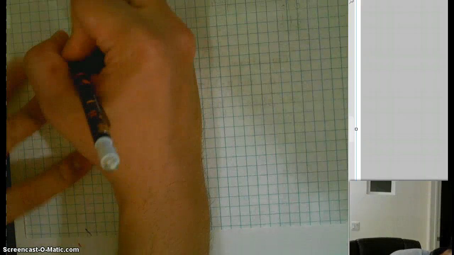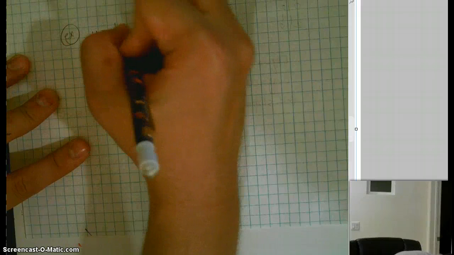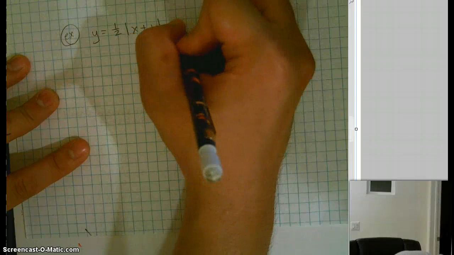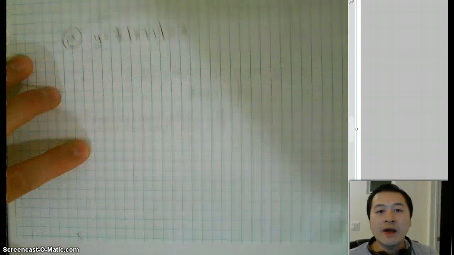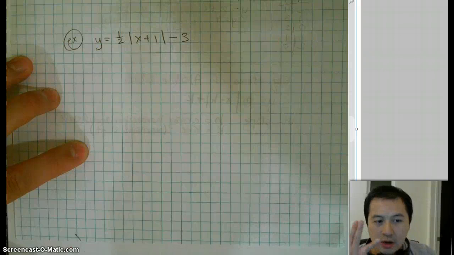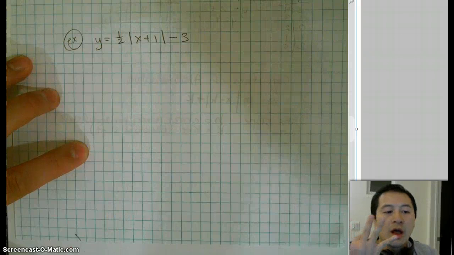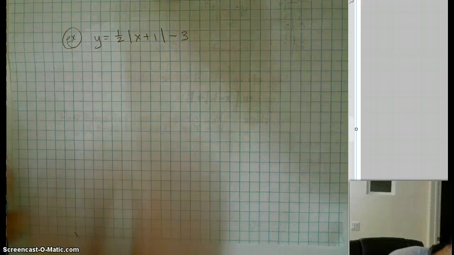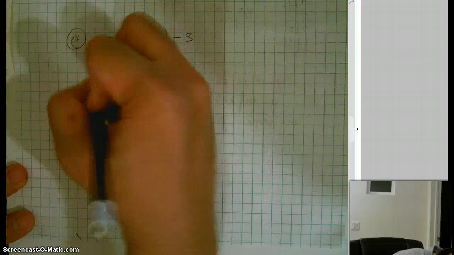Take a look. I'm going to graph this example: y equals 1/2 |x plus 1| minus 3. So before you graph this, you need to find 3 components, right? Your 3 components are m, h, and k. Let's find m, h, and k. So write this down together. You need to find m, you need to find h, you need to find k.